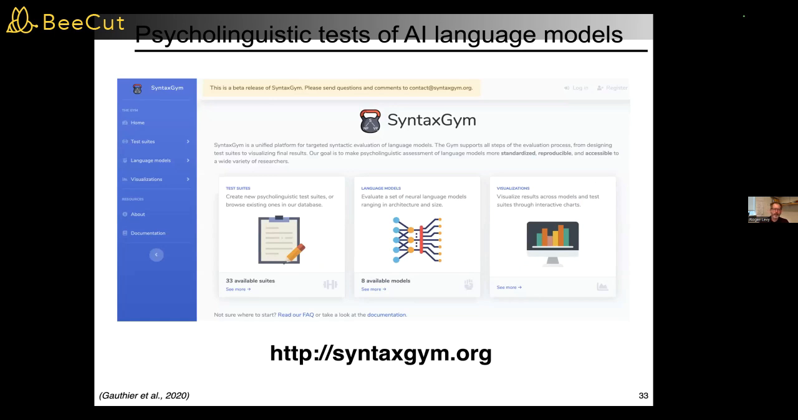I want to point you to syntaxgym.org, where we have summarized a lot of these kinds of tests and actually use them to quantify performance of models. And there are many, many other things to see in these papers.